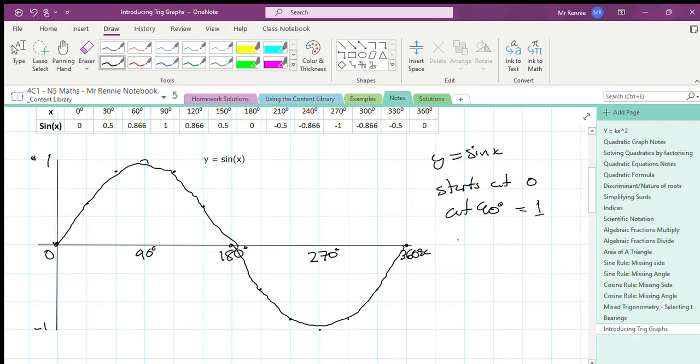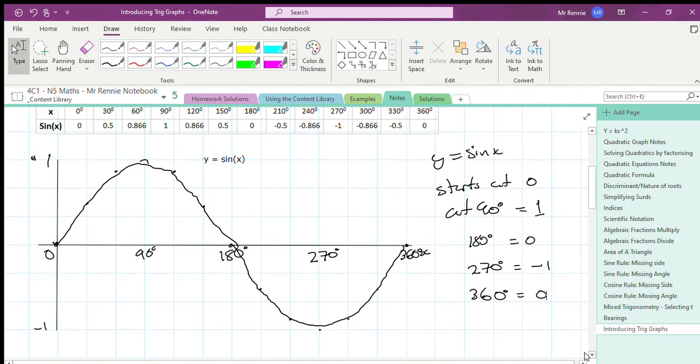At 180 degrees, we're back down to 0. At 270 degrees, we are at negative 1. And at 360, we are back up at 0. So those are the key points there. Sine starts at 0, goes up, comes back down in the middle, goes further down to negative 1, and goes back up to 0 at 360.